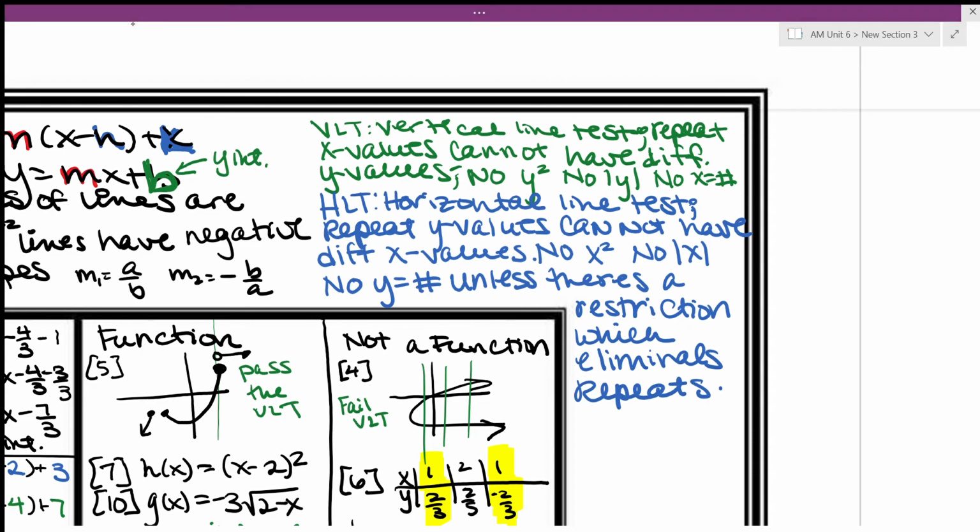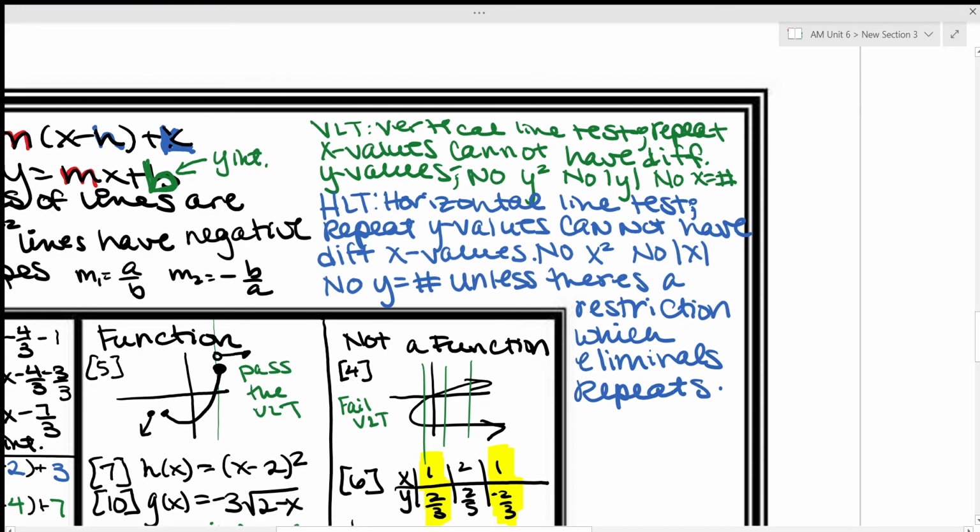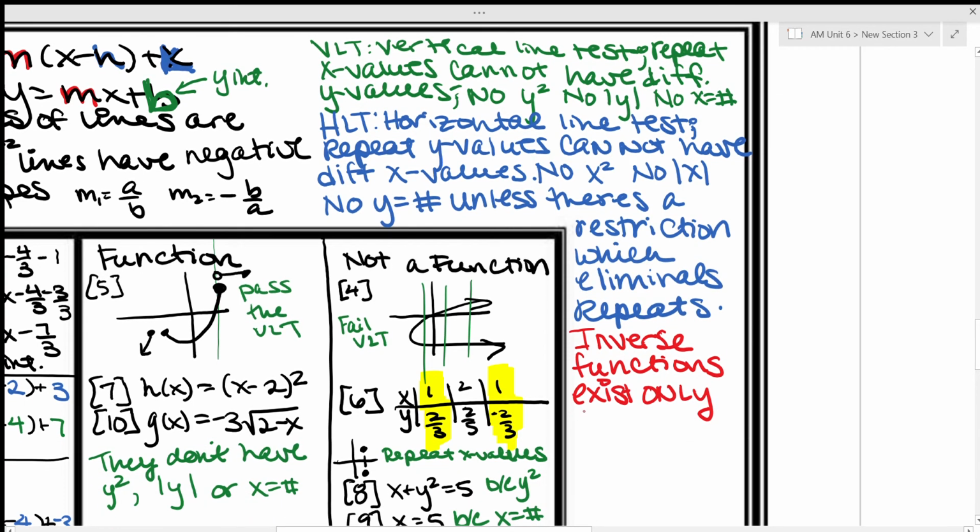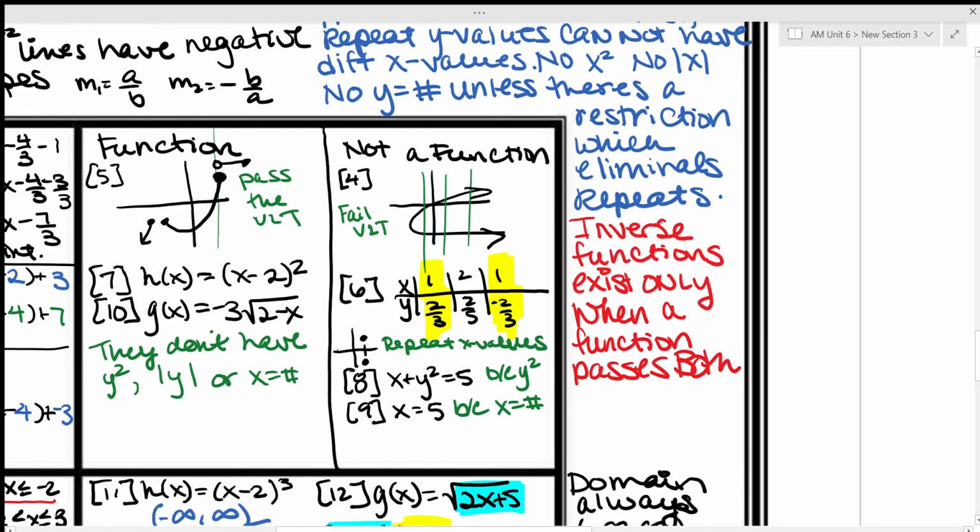I'm going to write with my red pen right under that. Inverse functions exist only when a function passes both the vertical line test and the horizontal line test.